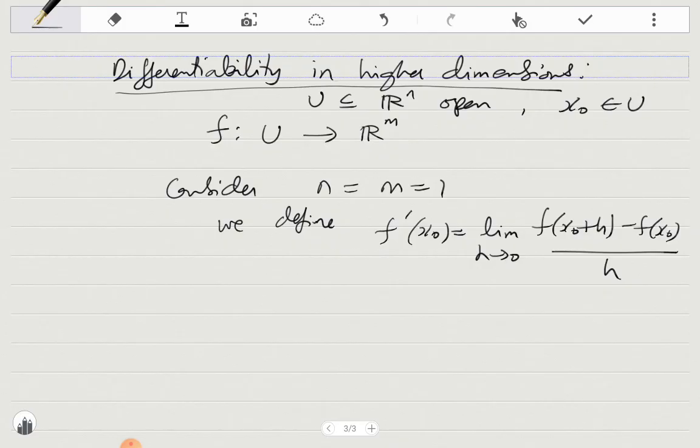The problem being that on the right side, in the difference quotient, I have to divide by h. And when the domain dimension is bigger than 1, then h is a vector in Rn, and I can't divide by h.